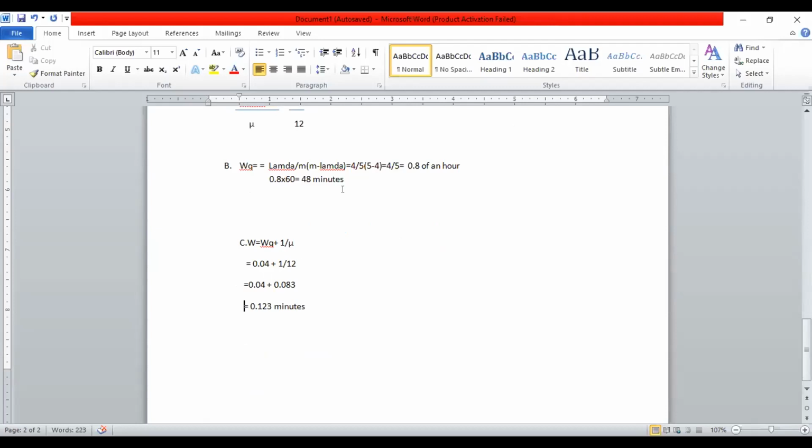Okay, so that would be W. Just put 1 over 5 minus 4. So W is 1 over mu minus lambda. That's the easy formula: 1 over mu minus lambda, 5 minus 4. Take out that formula that you have over at the top. That's the easiest way to do W. 1 over mu minus lambda.